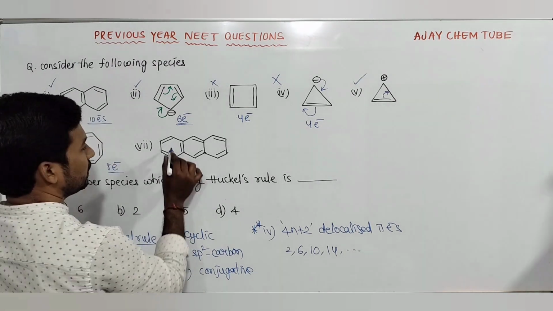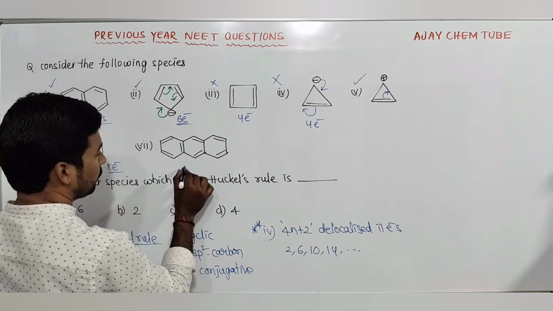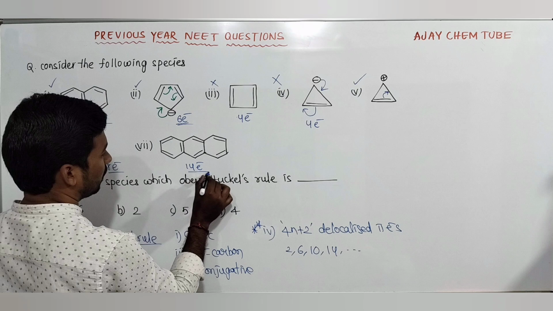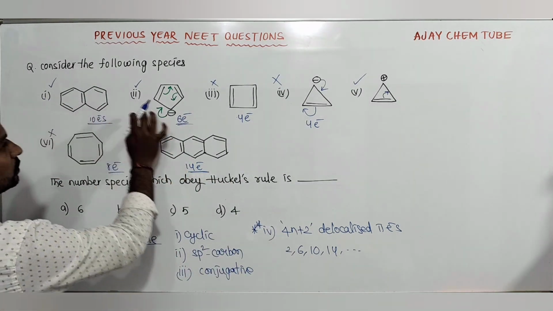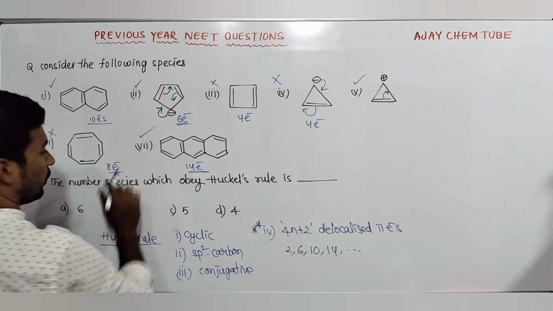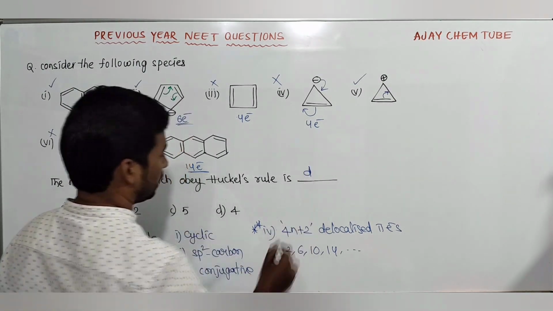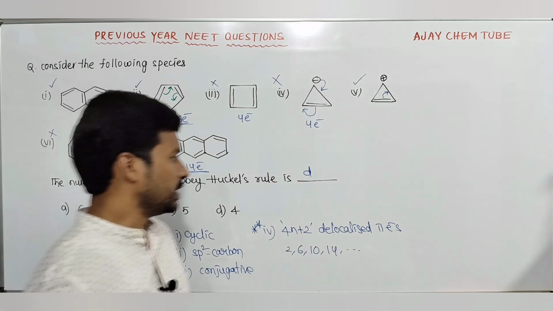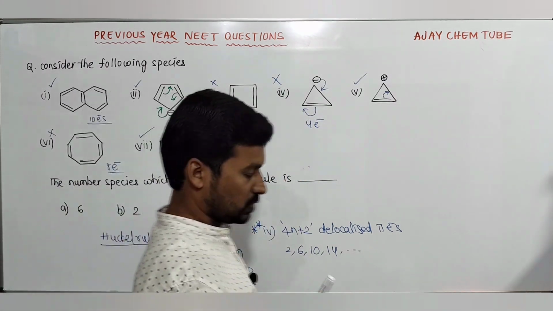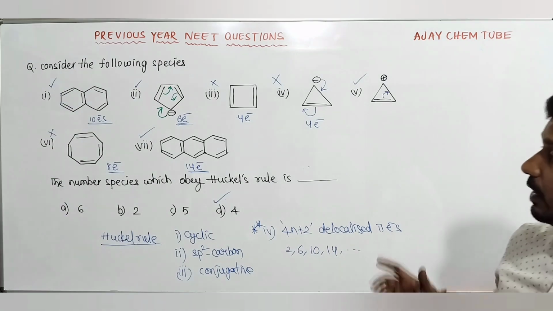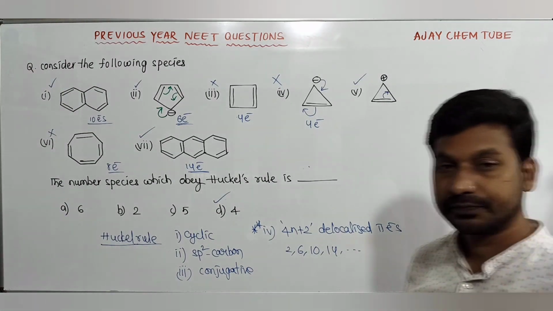Here 1 2 3 4 5 6 7, conjugated system, 7 twos are 14 electrons. Is 14 a Huckel number or not? Yes, 14 is a Huckel number. That's why how many? 1, 2, here 3, this is 4. Answer is D. That means 4 species in the given set follow Huckel rule. Okay, take this one.